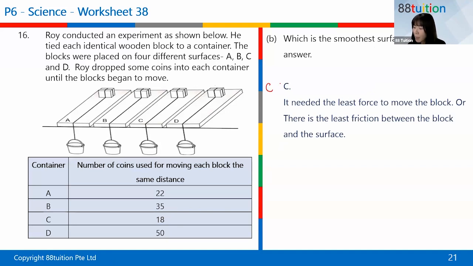So make a claim and then you put down your evidence, okay? Because you can also say the evidence can be only 18 coins, or you can say it requires the least number of coins, right? So I saw many different answers being written. Very good. Okay, so talk about the least number of coins, etc., etc.